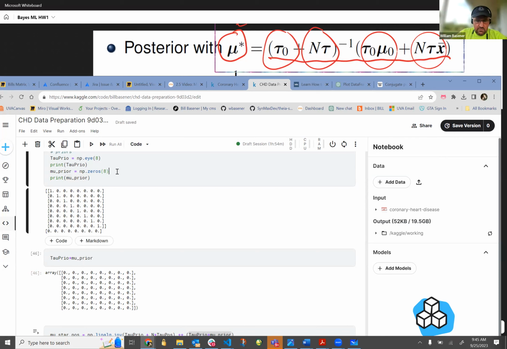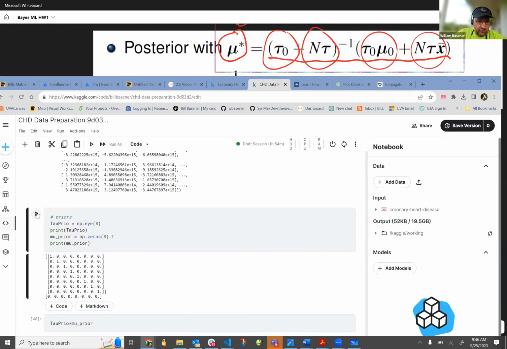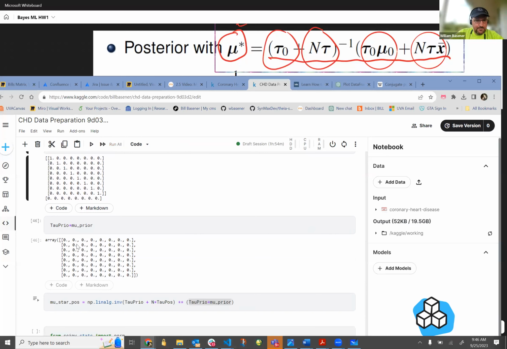So I think this mu prior has to be a column vector, which sometimes is a little tricky to get in Python. You would think it's a row vector, you take a transpose, that makes it a column vector.